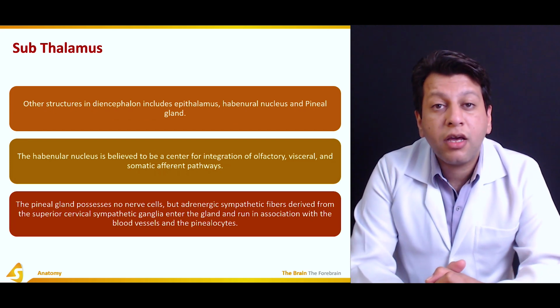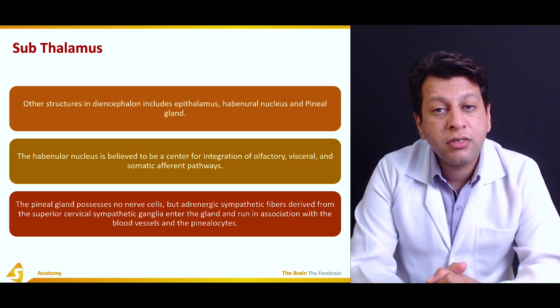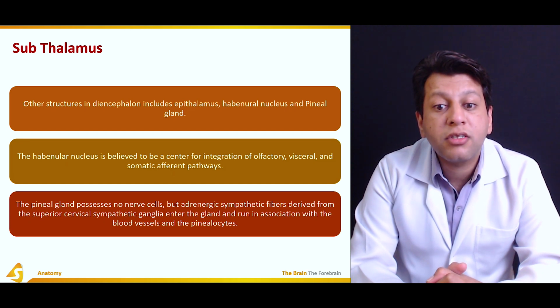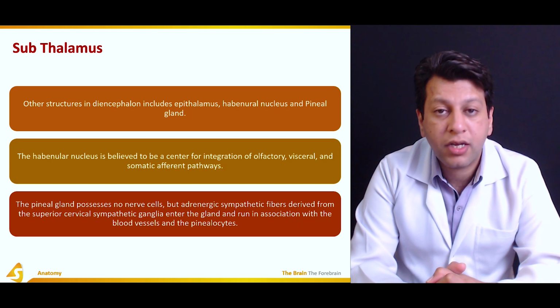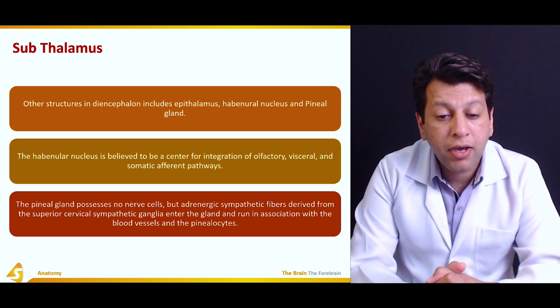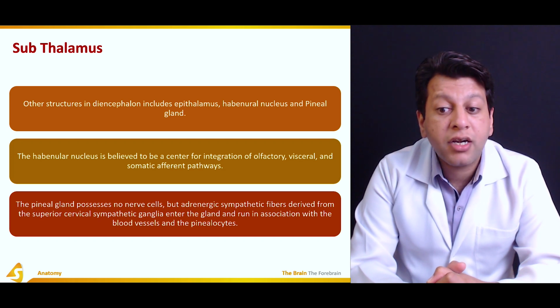Other structures in the diencephalon include the epithalamus, habenular nucleus, and pineal gland. The habenular nucleus is believed to be the center for integration of olfactory, visceral, and somatic afferent pathways. The pineal gland possesses no nerve cells, but adrenergic sympathetic fibers derived from the superior cervical sympathetic ganglia enter the gland and run in association with the blood vessels and pinealocytes.